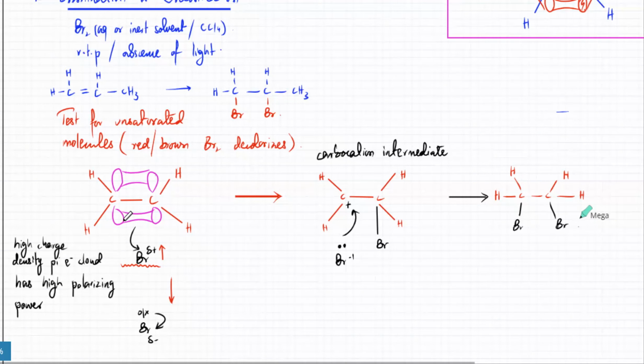Because here are two electrons, right? One is this one and one is this one. Both of them were overlapping. So when the positive Br pulled the electrons towards itself, all the electrons were gone. So the carbon over here became positively charged. Is this clear?